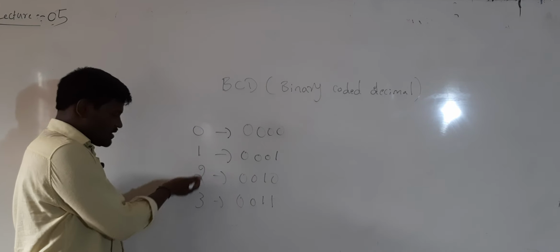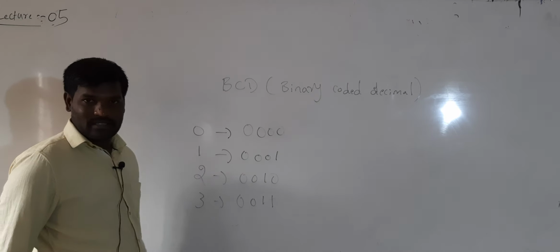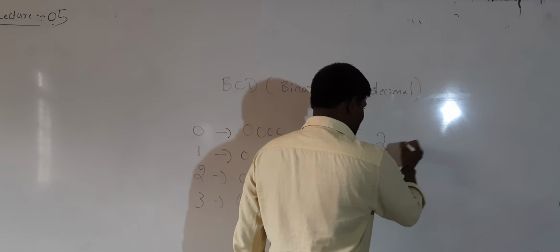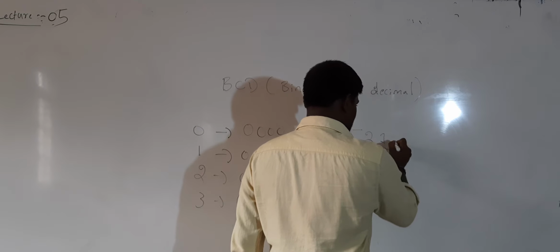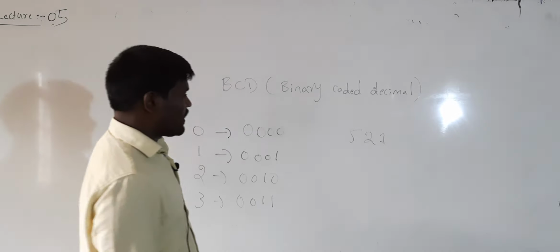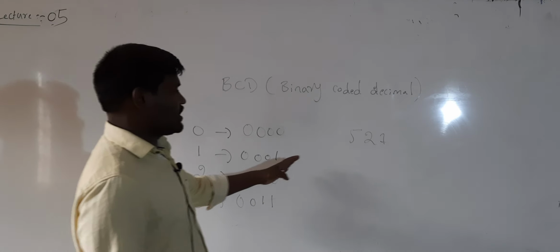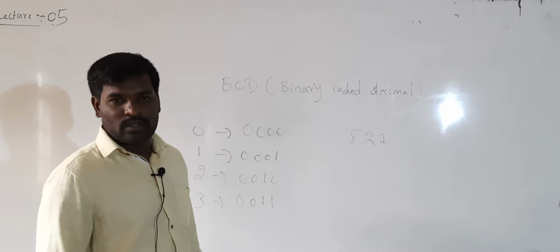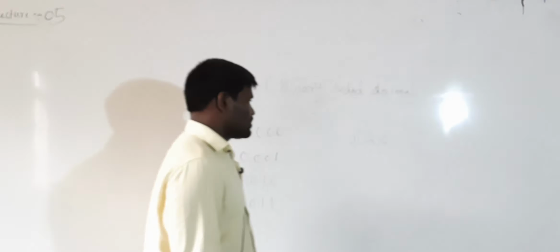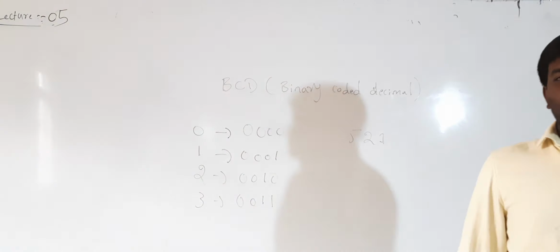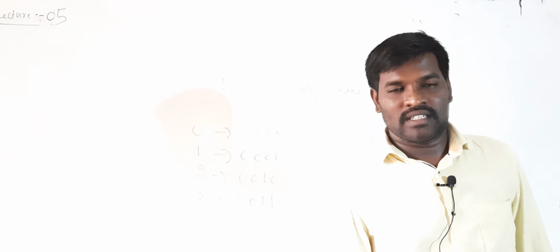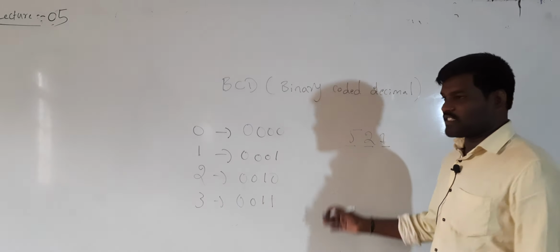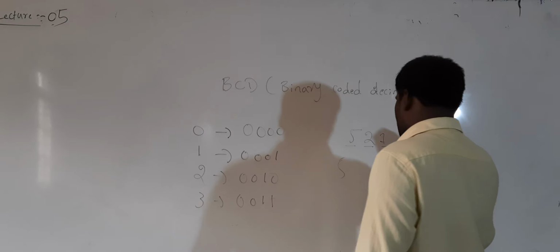Okay. So in the same way you have to write the remaining. For example, 521. Convert 521 to BCD. It does not mean that this is converted to the decimal format. It is not like that. Okay. So here 5, 2, 1. First you can split the number into 5, 2 and 1.